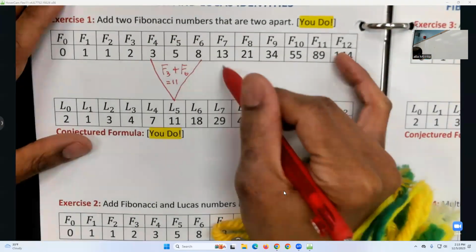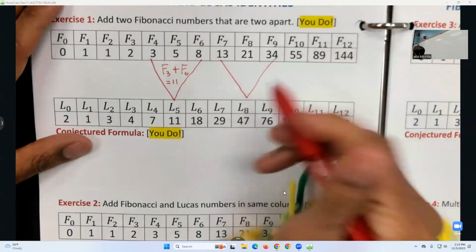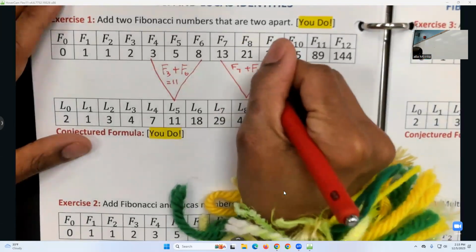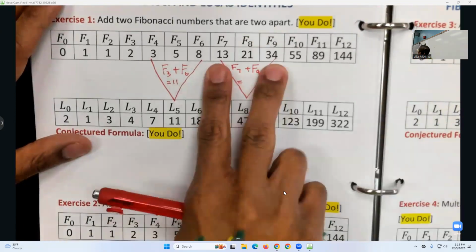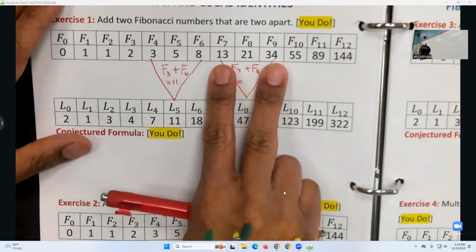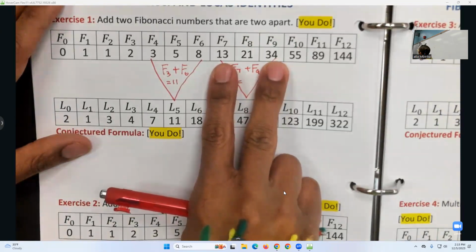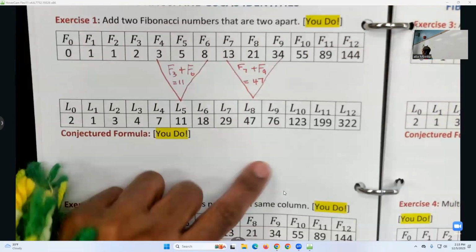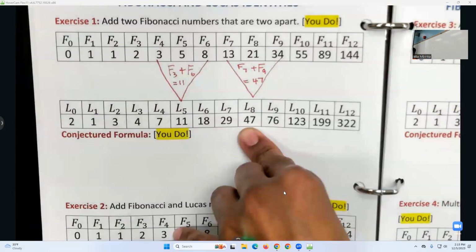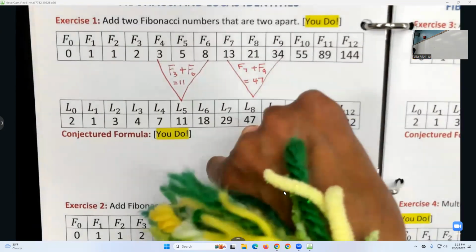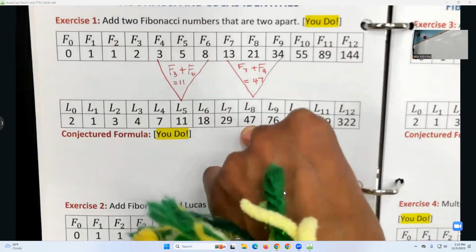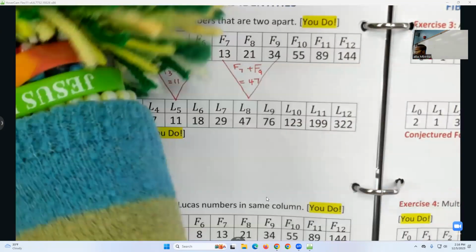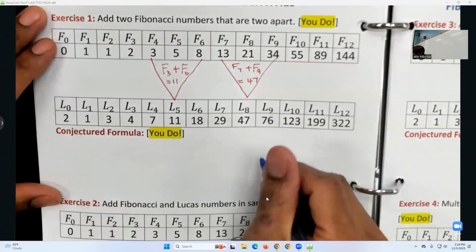Let's do another one, just like over here. Wow. How about F7 plus F9? That sum is 13 plus 34, which is 47. Ooh. This is provoking in a good way, or provocative. It's neat. We can make a general statement. And this is what your quest is in some of the homeworks due Thursday.